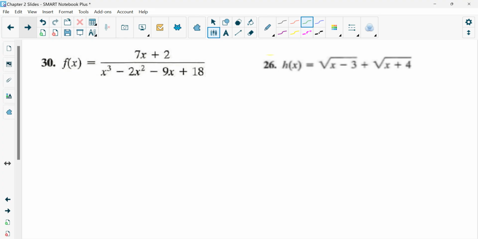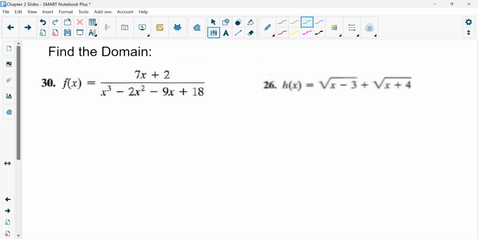All right, then we have two other examples. So again, it's just find the domain here. So we have a rational equation for 30, and then we have radicals for 26. So we'll do 30 to start.